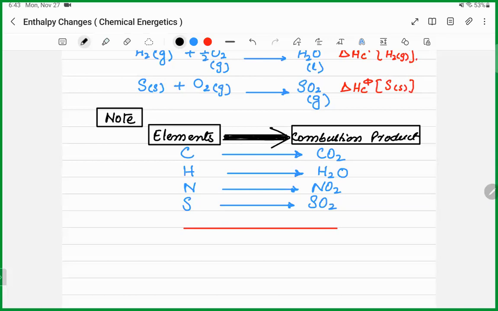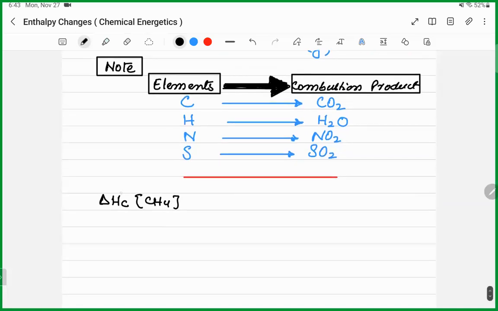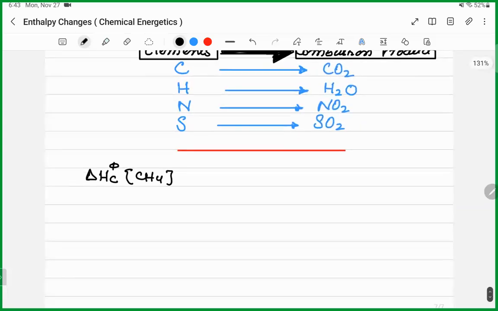So if I give you a molecule, any molecule, or if I ask you, give me the combustion product, तो आप उसे आराम से प्रेडिक्ट कर सकते हैं। जैसे, कैन यू राइट डाउन द इक्वेशन फॉर डेल्टा H combustion of CH4? CH4, and it's a standard enthalpy change of combustion. That's what I'm asking for.